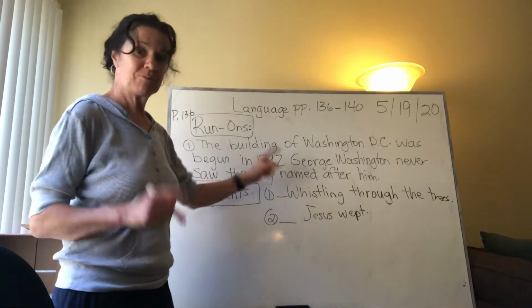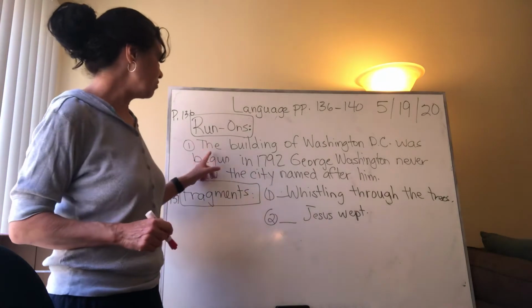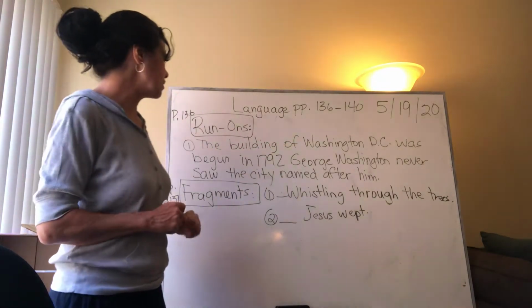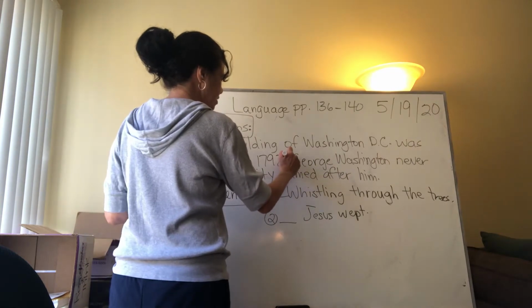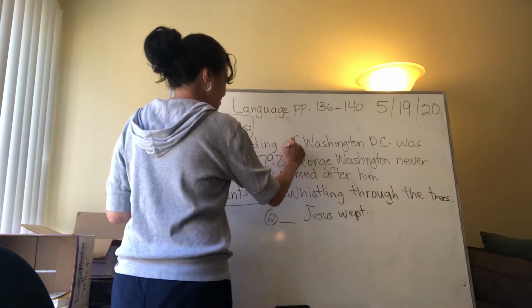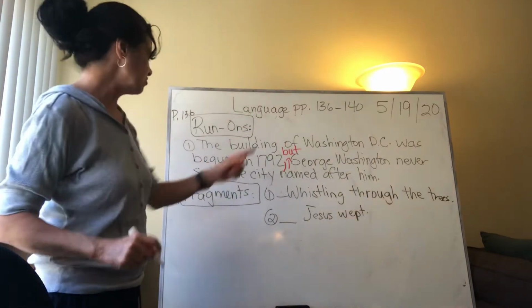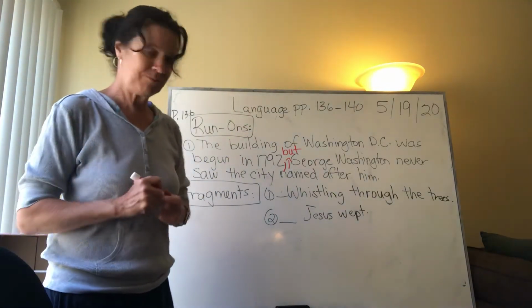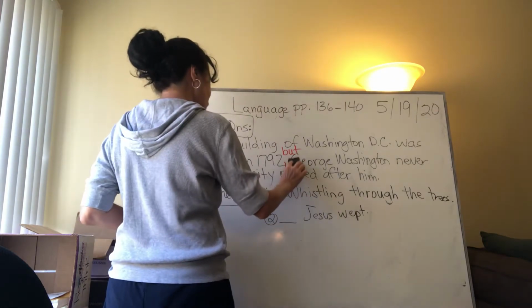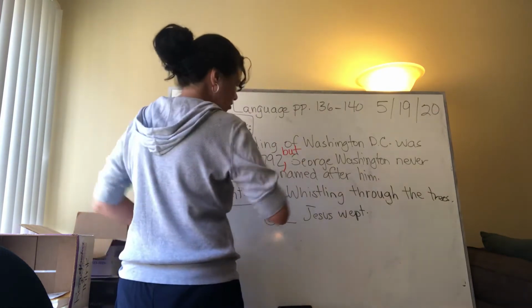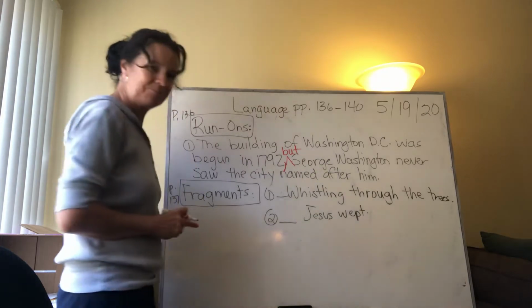So you could put a period there, or even better, "The building of Washington, D.C. was begun in 1792," comma, and then put an arrow, "but George Washington never saw the city named after him." So you could put an arrow to show me that you're inserting the word "but," or you could put something called a caret, which is like an arrow.